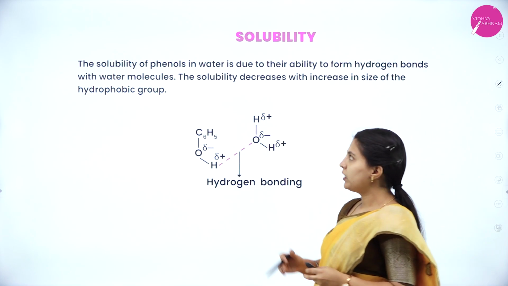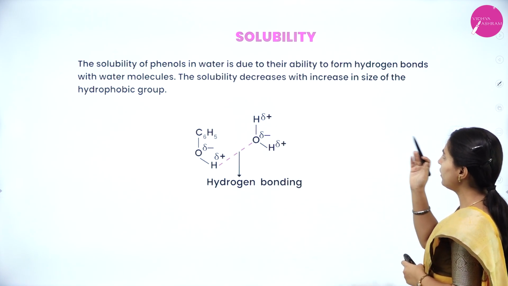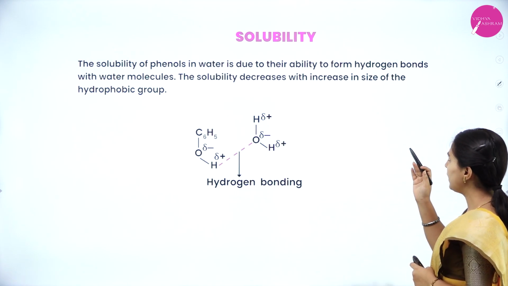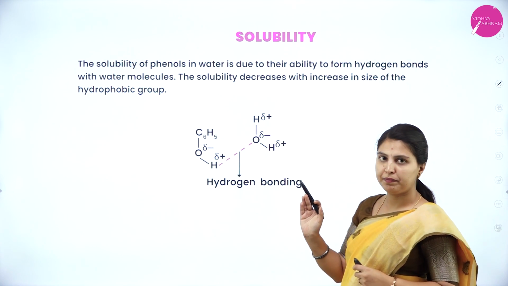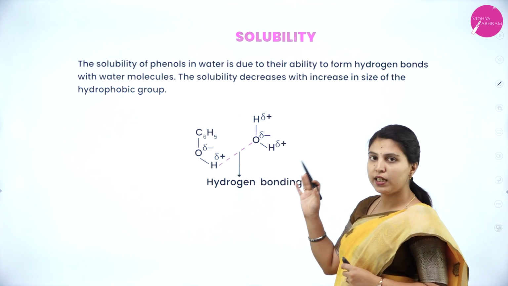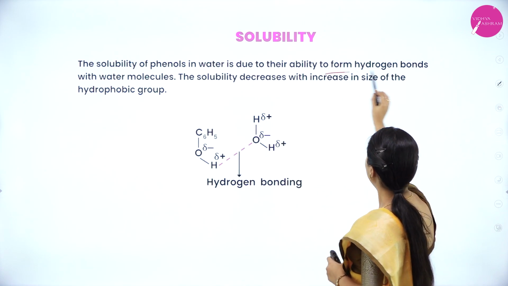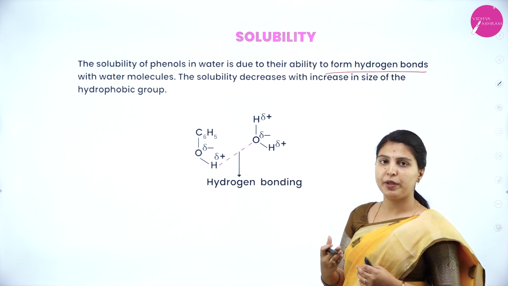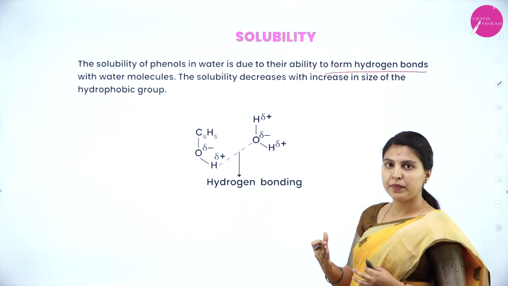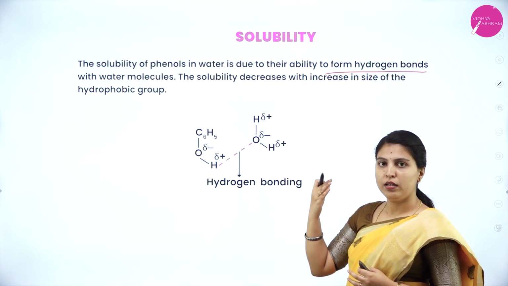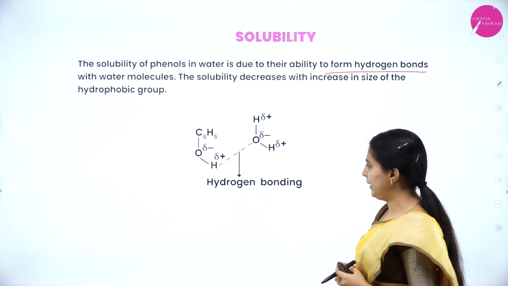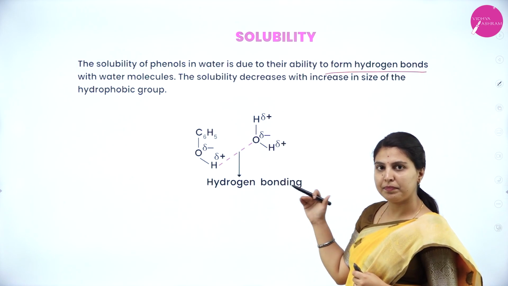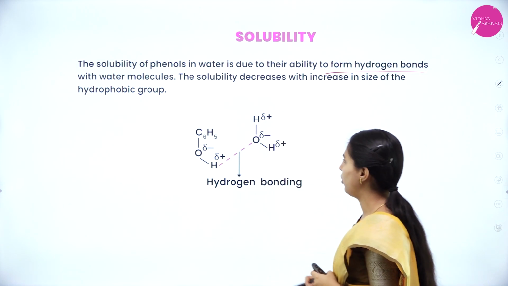Next, solubility. The solubility of phenols in water is due to their ability to form hydrogen bonds with water molecules. The solubility decreases with increase in size of the hydrophobic group. Okay. The solubility of phenols in water is due to the formation of hydrogen bonds with water molecules. The solubility will decrease when the size of hydrophobic, means water repellent, groups increases. When the size of water repellent group will be increased, obviously solubility will decrease. Okay, but here solubility will be very nice because of formation of hydrogen bonding.